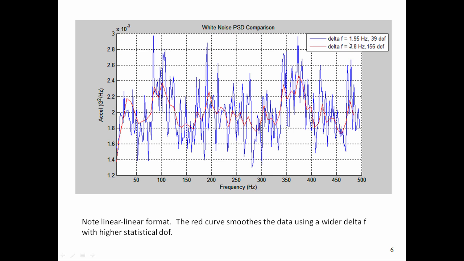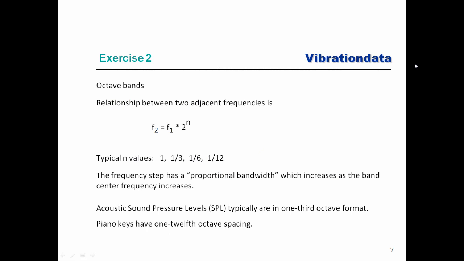But there are cases where we want a smaller delta F. We need more resolution. If we're doing a modal test, that's spelled MODAL, and we need to identify lightly damped, low frequency structural modes, for example, then we need a smaller delta F, and we're willing to sacrifice degrees of freedom to identify those narrow spectral peaks. So just keep that in mind too.